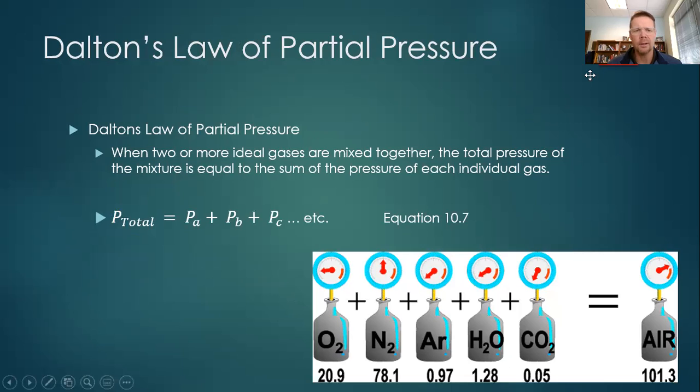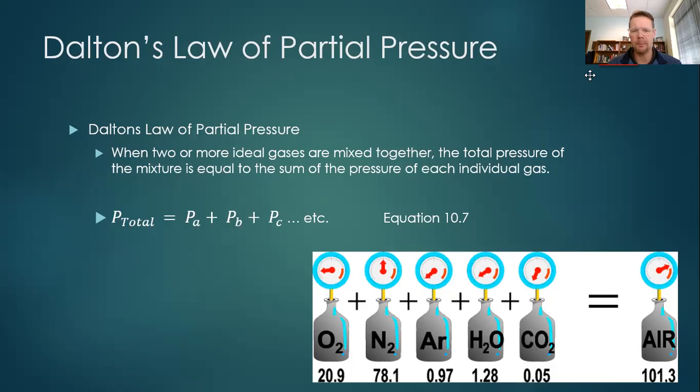Dalton's law says when two or more ideal gases are mixed together, the total pressure of the mixture is equal to the sum of the pressures of each individual gas. Equation 10.7. You'll want to know that one for your test. So P total equals PA plus PB plus PC, etc.